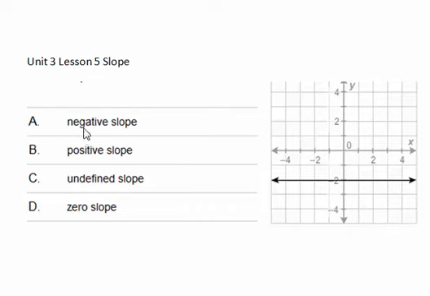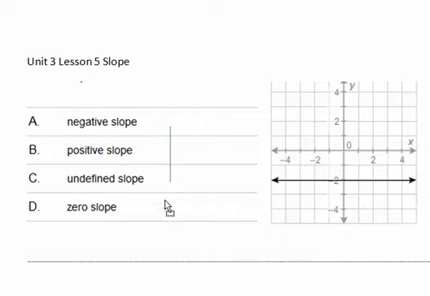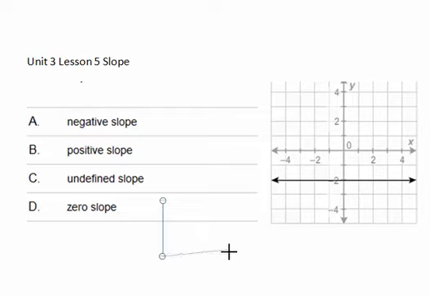So if you had a negative slope, you're going to see a line that falls from the top left to the bottom right. If it's a positive slope, you're going to see it go from the bottom left to the top right. If it's undefined, it's going to be a straight line up and down. And if there is zero slope, you're going to see a line that is straight left and right. So in this case, the graph goes straight across left to right, so that is going to be a zero slope.